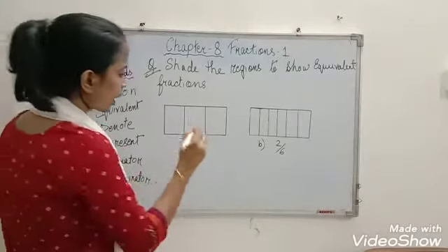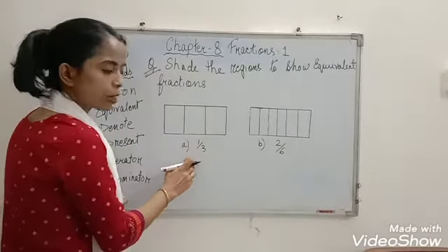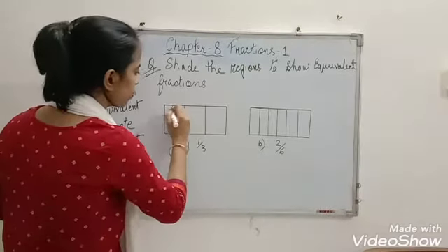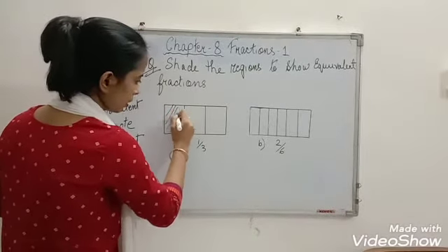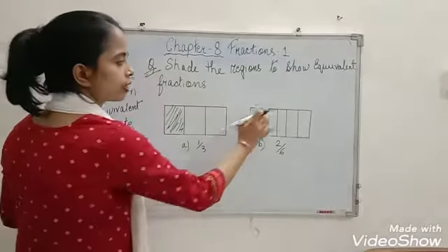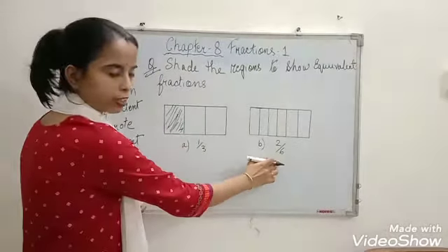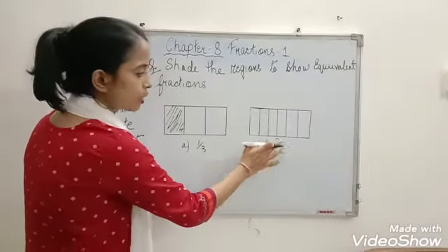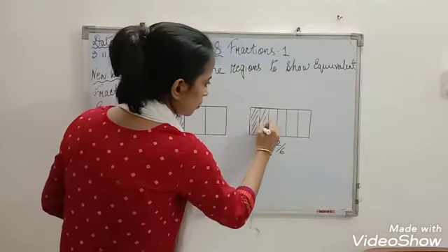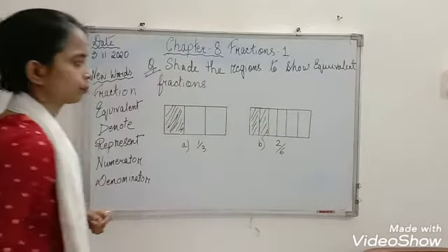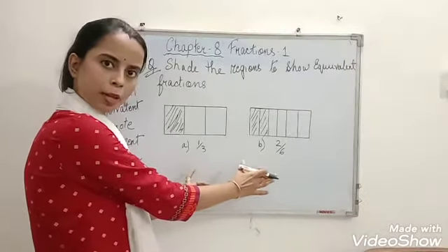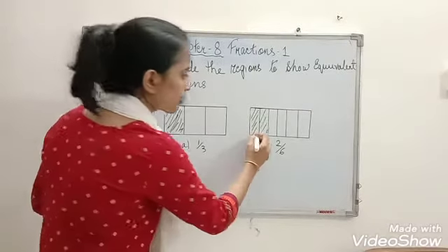So in figure A, what is given? 1 by 3, or 1/3. That means out of 3 equal parts, we have to shade 1 part. Got it? Now, the second one, the rectangle is divided into how many equal parts? 6. The question is asking to shade 2 parts out of 6 equal parts. Now, does this represent the same? Does this represent the same?